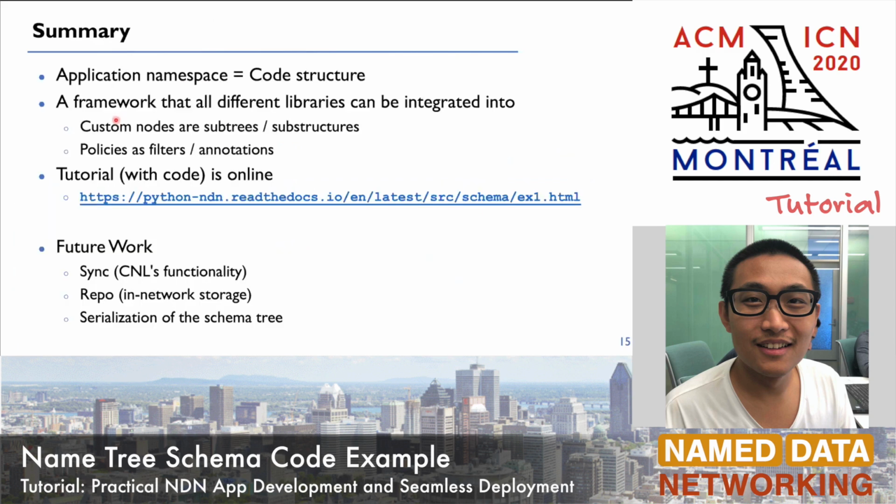So as a summary, our goal is we want the application's namespace equal to the code structure. And we want to have an application framework that all different NDN libraries can be integrated into. So we have 2 things here. One is the custom node, just as the RDR node and the segmented node, which are actually substructures of namespace or subtrees. And the second part is the policies, which act as filters or some annotations attached to this tree.